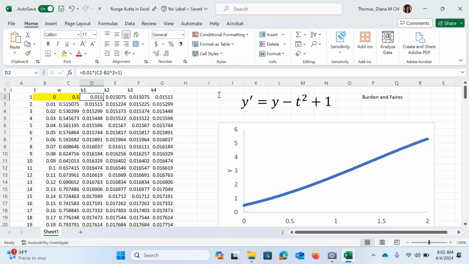The Y was C2. That's right here, 0.5. And subtract that and add 1. So this is my F of Tn comma Yn. That's what that piece is. Then I move over to the K2.